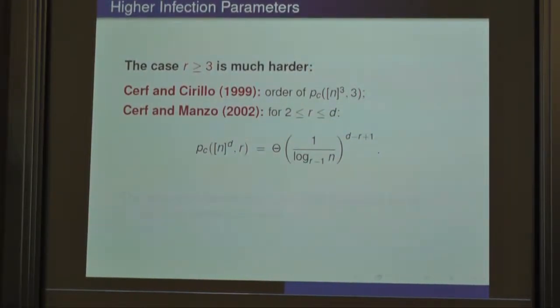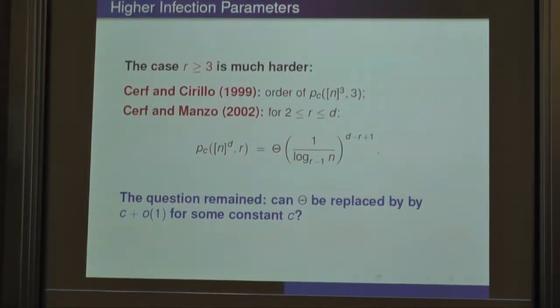And a little later, building on those ideas, Cerf and Manzo proved that the critical probability in this weak Aizenman-Lebowitz sense, no concentration whatsoever, is some constant over r minus 1 times iterated logarithm, not base r minus 1, iterated logarithm raised to the d minus r plus 1. And of course, they left open the question whether theta can be replaced by some constant.